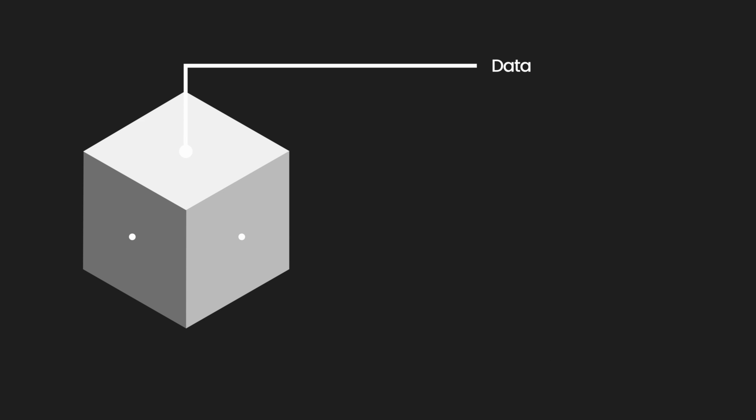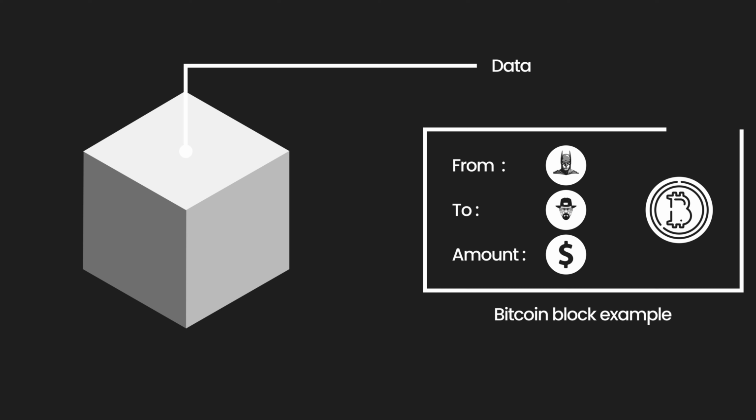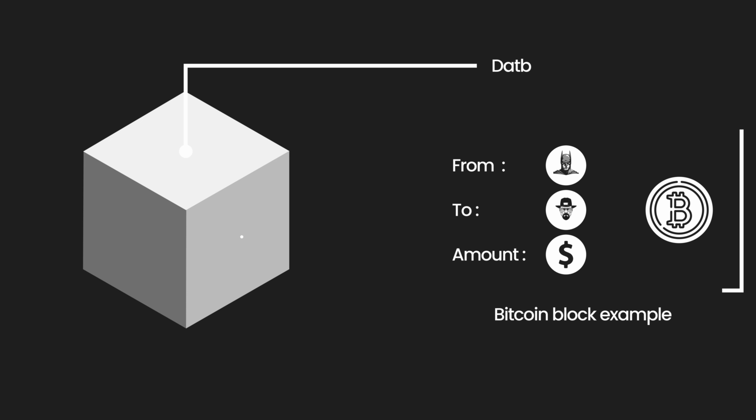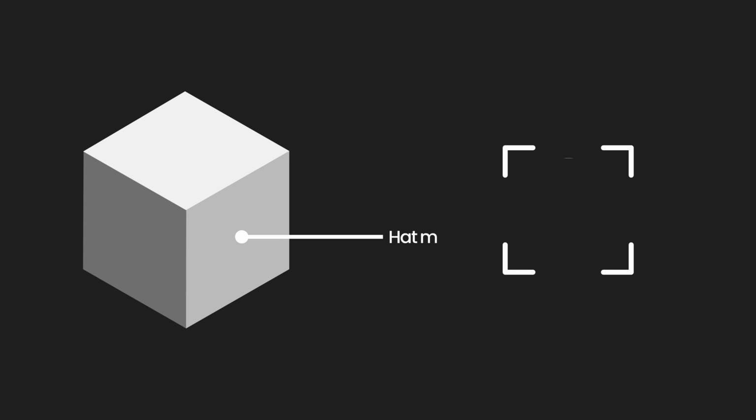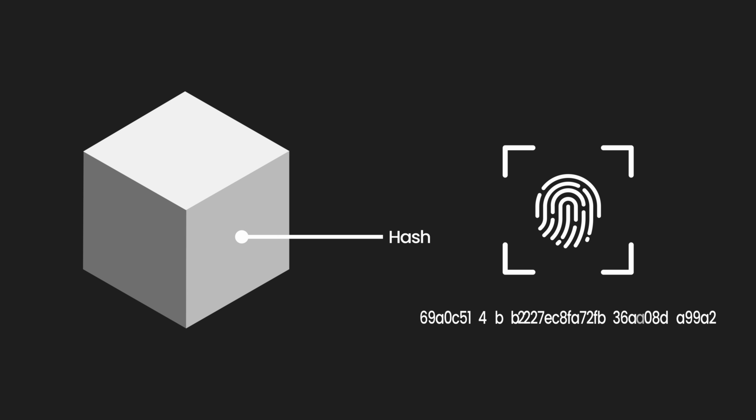The data that is stored inside a block depends on the type of blockchain. The Bitcoin blockchain, for example, stores the details about a transaction in here, such as the sender, receiver, and the amount of coins. A block also has a hash. You can compare a hash to a fingerprint. It identifies a block and all of its contents, and it's always unique, just as a fingerprint.